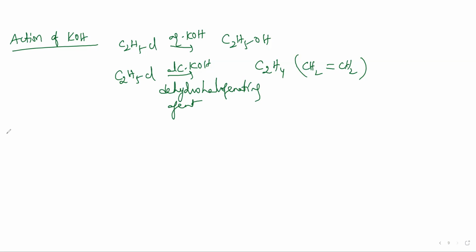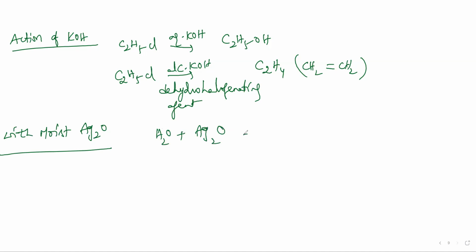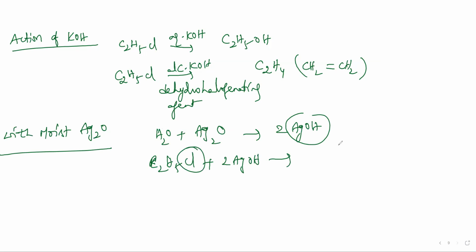Next, with moist Ag2O. What is moist Ag2O? H2O plus Ag2O gives 2 AgOH. Then C2H5Cl plus AgOH: what will you get? Nucleophilic substitution. C2H5OH plus AgCl precipitate you will get.